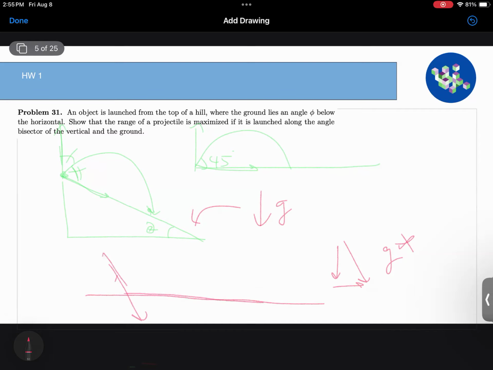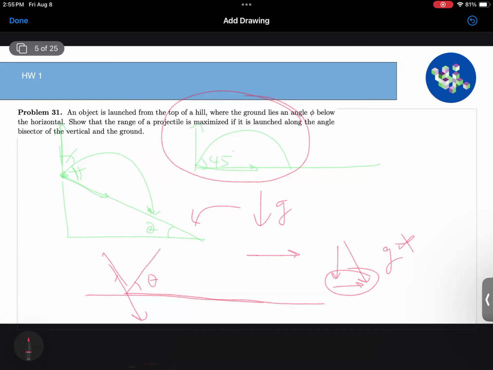So I can sort of draw an analogy to when we were launching the projectile over here. If I launch it at this angle bisector, what does this do? Well, notice that the component of the gravitational field is pointing to the right, right? So it will be accelerating the projectile towards the right, right? That increases the range.